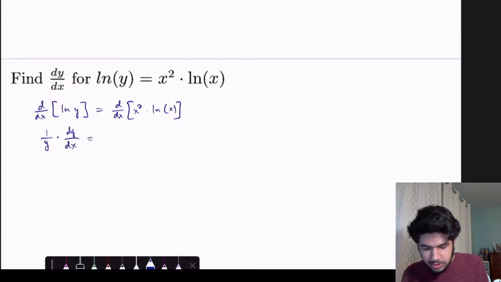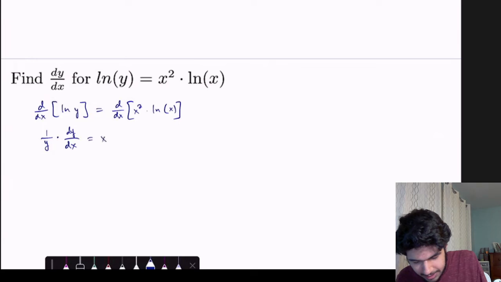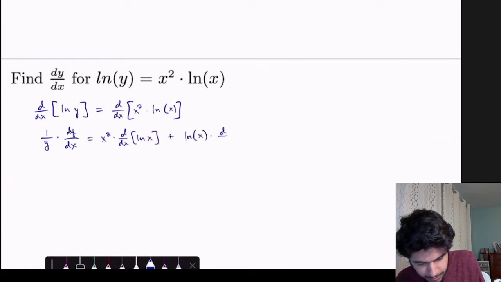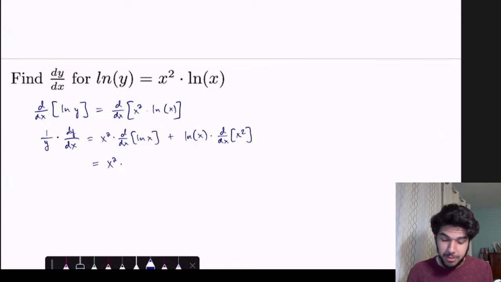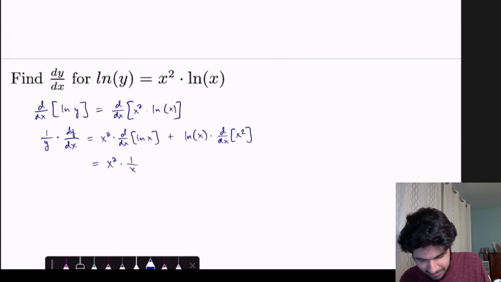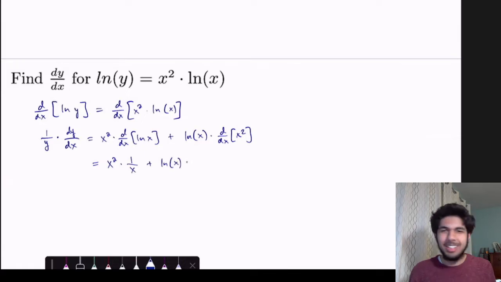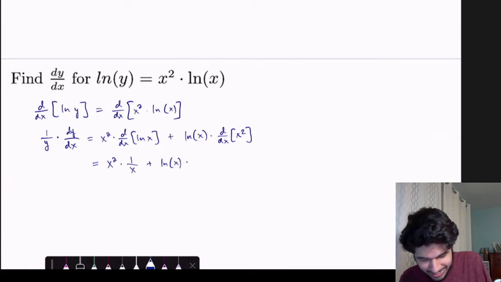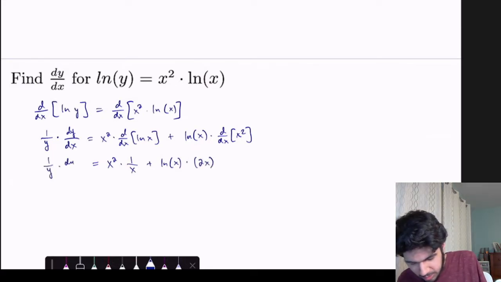And on the right-hand side, let's use the product rule. So that would be the first times the derivative of the second, plus the second times the derivative of the first. So let's simplify that. On the right, we get x squared times, well, the derivative of ln of x. We know this now, that's 1 over x. So we'll put that in. Plus ln of x times the derivative of x squared, the good old power rule that we learned a while ago, that's 2x. And on the left, we'll keep 1 over y times dy dx.